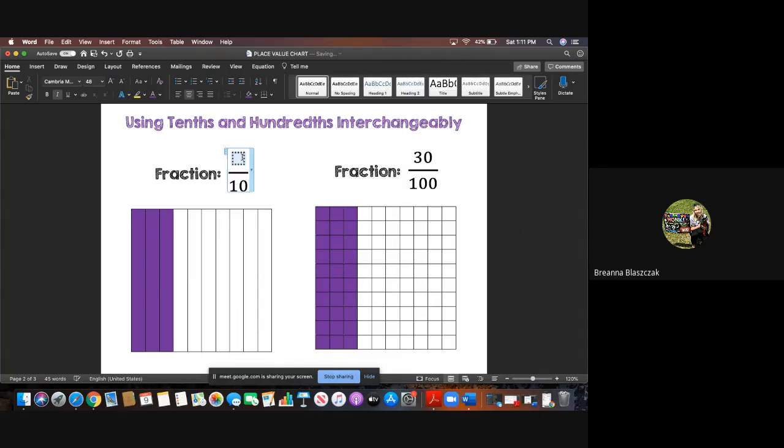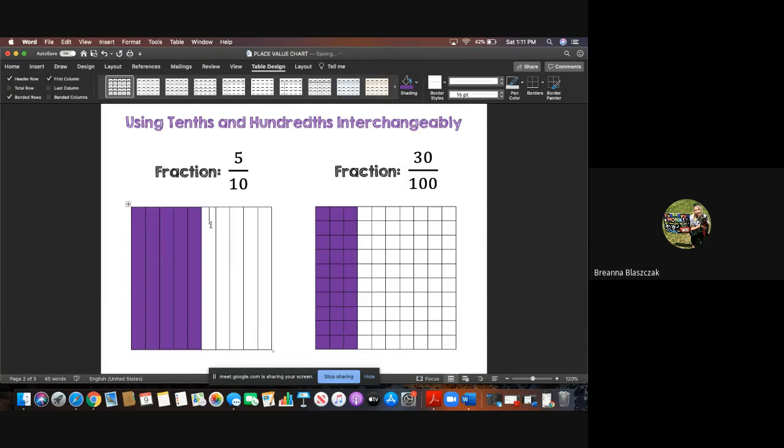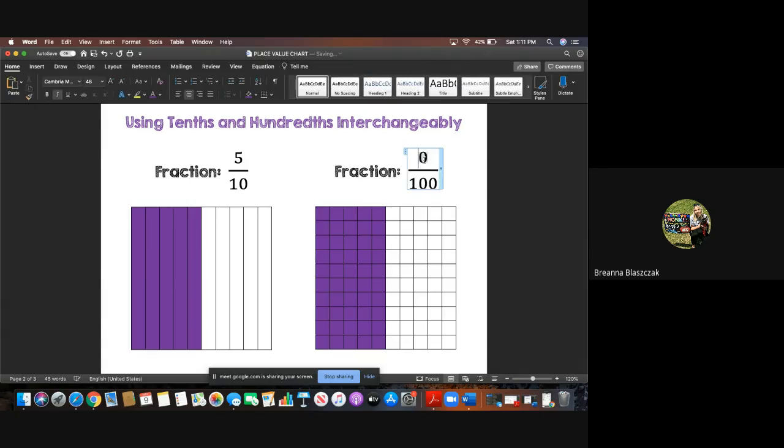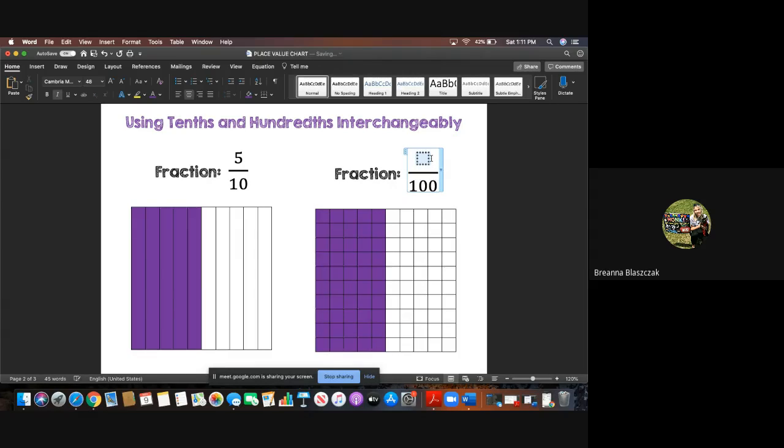So if I have 5/10, I'm going to shade in 5. For the equivalent fraction, we would shade in 5 columns over here. Oops, I need to shade in all of them. All right, so 10 times 10 is 100. 5 times 10 would be 50. And some of you might notice the pattern that all we're doing is adding a 0 to both of these numbers. So let's try it the other way now.